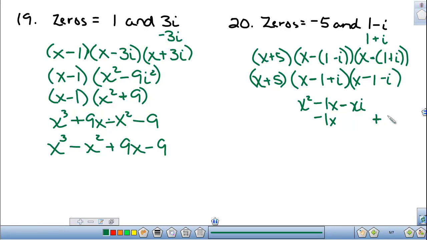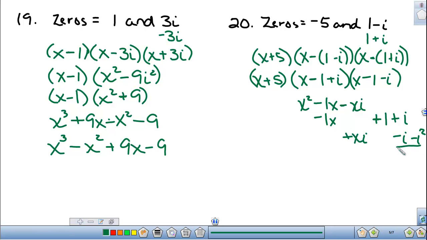Since there's no constants, I'm going to add its first column to that. And negative 1 times a negative i is a positive i. So I'm going to add that positive i on the end here. And finally, I'm going to distribute the i. i times x is a positive xi. i times negative 1 is a minus i. You can kind of see what's going to happen here. And then i times negative i is negative i squared.